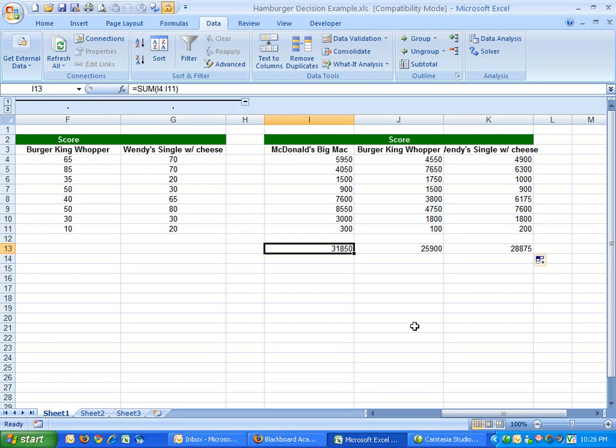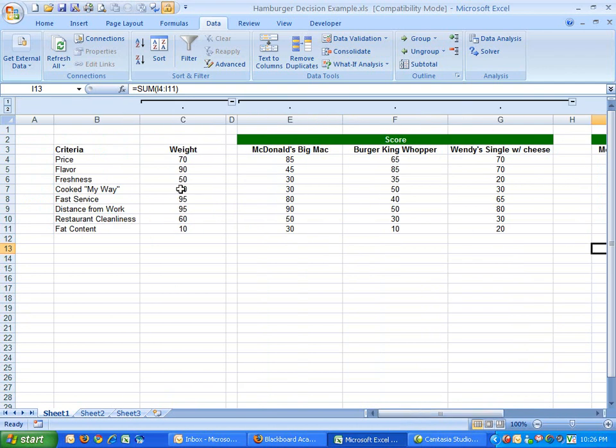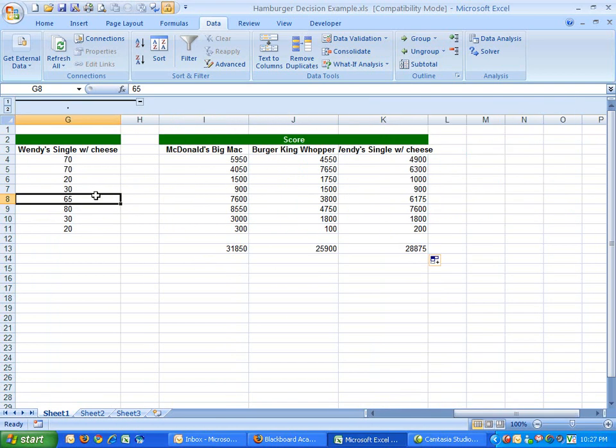Well, why would that be the case? If I go back to my criteria, you can see that flavor is a 90 weight, but Big Mac scores relatively low compared to the Whopper. So I was like, well, why would it have me go to McDonald's then? Well, if you look down here, we have a whole bunch of other weights, fast service, distance from work, and so forth, where the Big Mac scores really high, and the Whopper and the Wendy's single with cheese don't score as high. And so by the time you factor all of this in together, it's saying that overall, based on all of the criteria and all the weights, the Big Mac is the better choice.